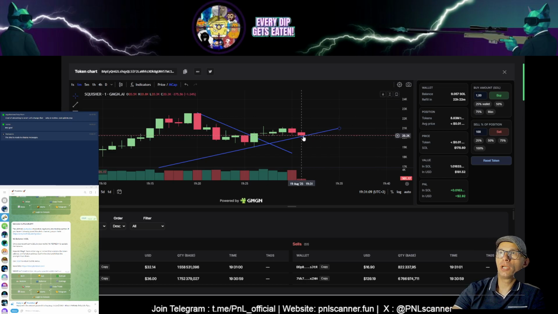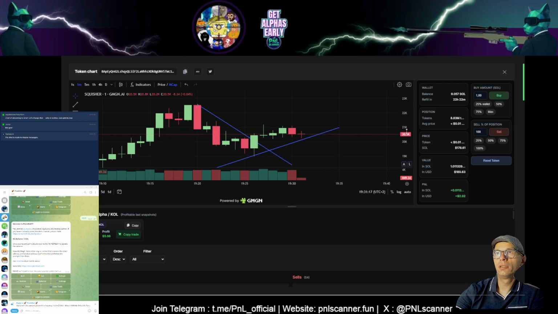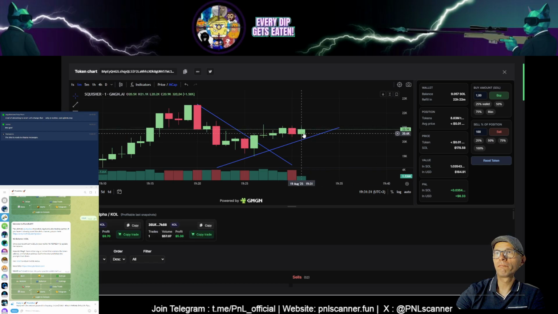So the question now is, is it going to break this line here? Because now it's hitting this support line. Is it going to break it, or is it going to continue to go up and bounce from it? And here, so it did bounce from it a little bit. As long as it's bouncing, then it's fine.